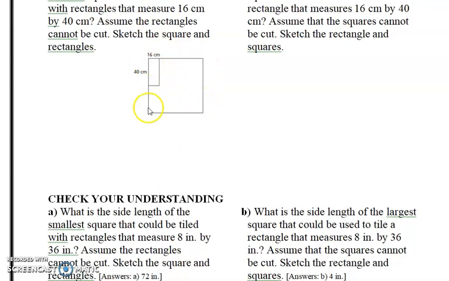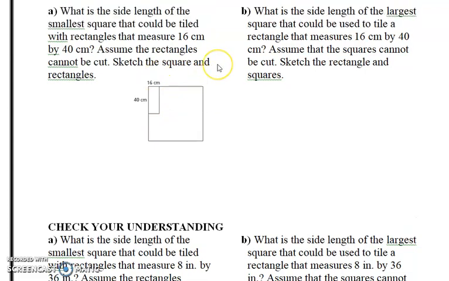This is a square. So we want to know how can we make the sides the same. So what you're going to do is you're going to look for the least common multiple. And the least common multiple will give you the dimensions of the square, the smallest square that you can make with these tiles. Okay, so you can find the LCM for both. Very simple. LCM. So 16. It's going to be 16, 32, 48, 64, 80.